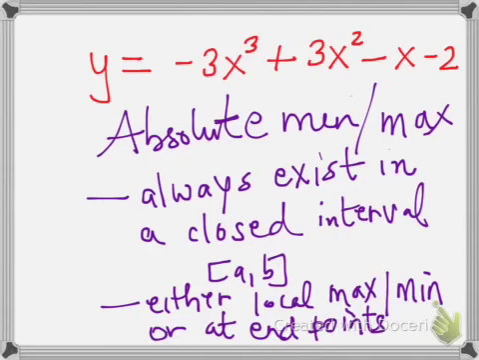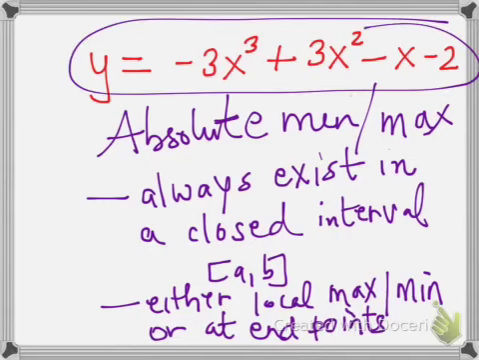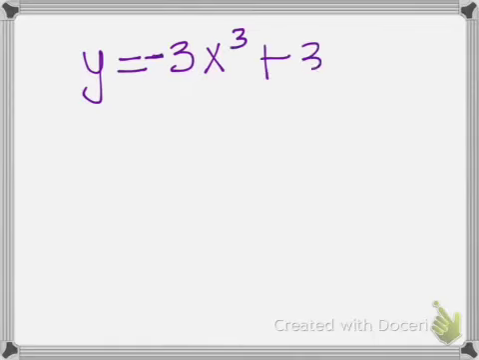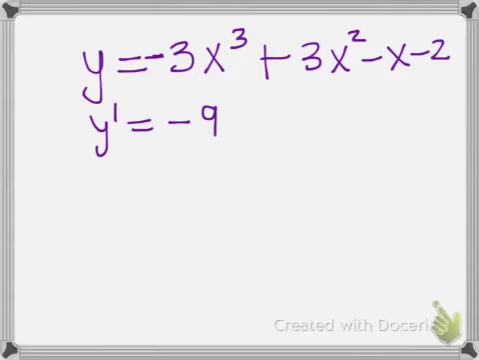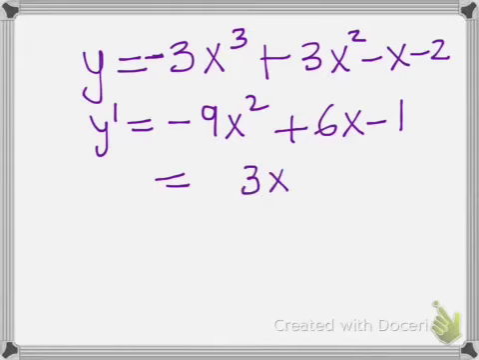Okay, so let's take another example, the example that I was taking right here. y equals negative 3x cubed plus 3x squared minus x minus 2. Let's find the first derivative, y prime, which is minus 9x squared plus 6x minus 1. And if you factor it, you will get something like this.